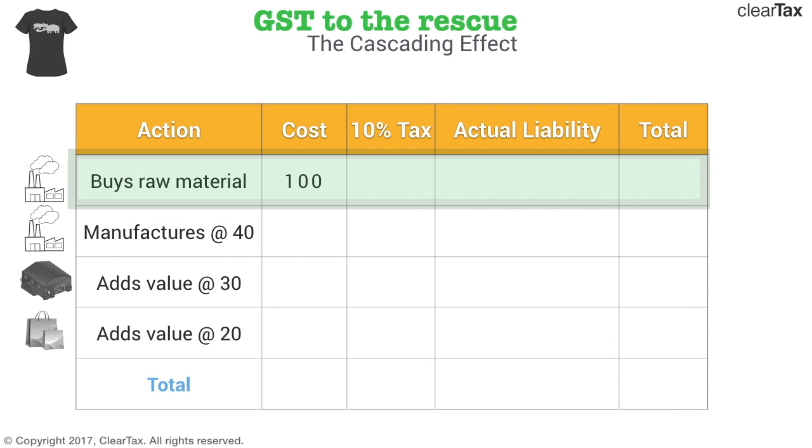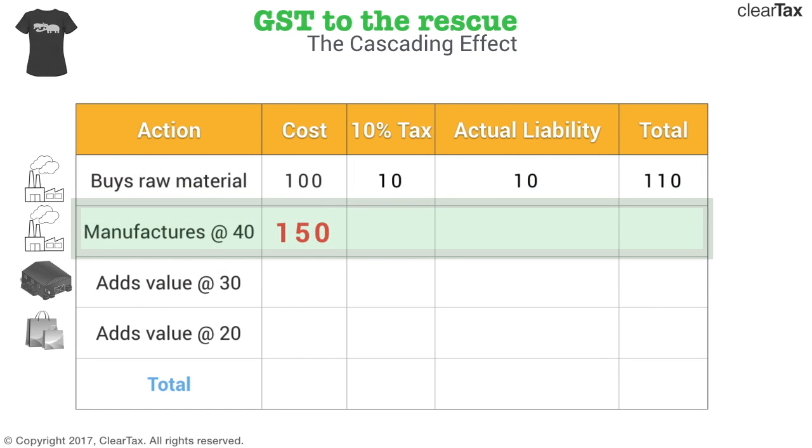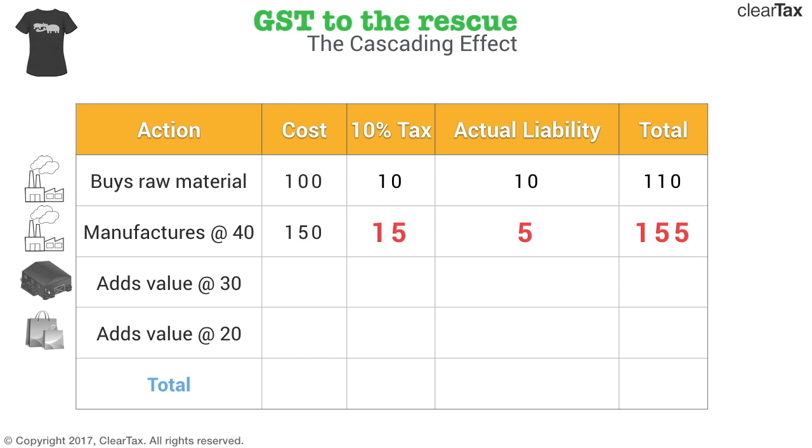We know that the cost of his raw material is 100, on which he pays 10 rupees as tax at 10%. His actual liability would be 10 and the total cost would be 100 plus 10, 110. Moving to the manufacturing stage, we know that the cost of manufacturing is 150. Similar to our previous example, 100 raw material plus 40 value added and 10 of tax on the raw material. That's how you get 150, 100 plus 40 plus 10. Now, because this is the next stage of handshake in the supply chain process, the government will collect tax here as well. At 10% on the cost of 150, the government will collect 15 rupees as tax.